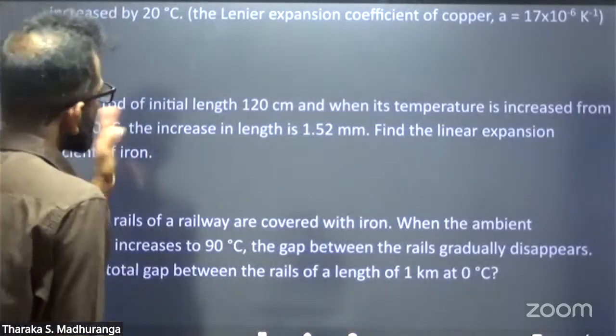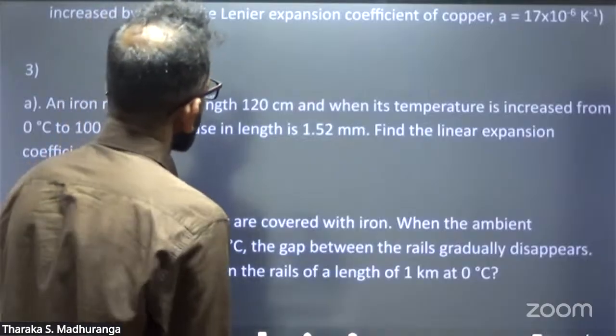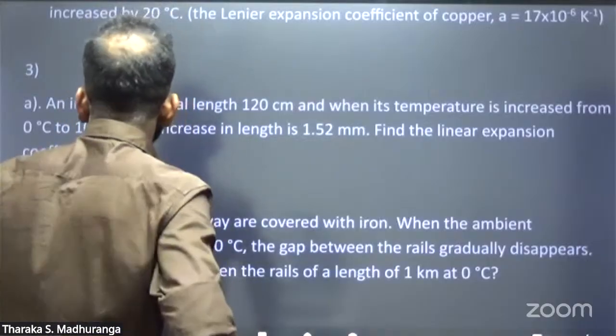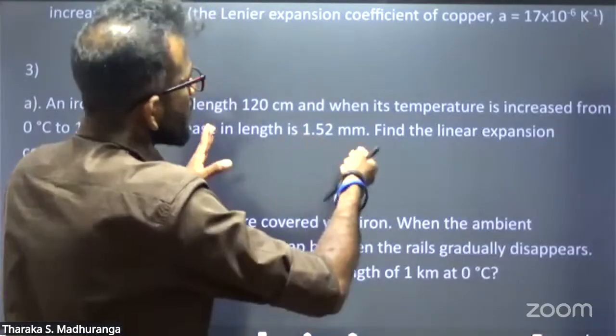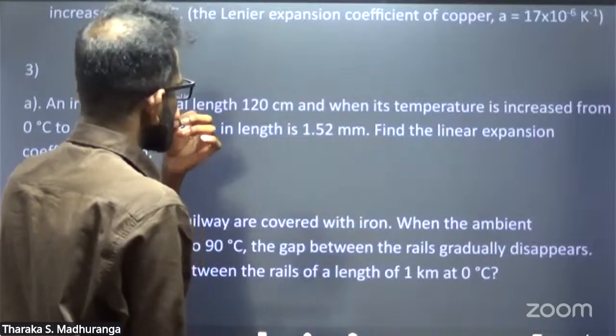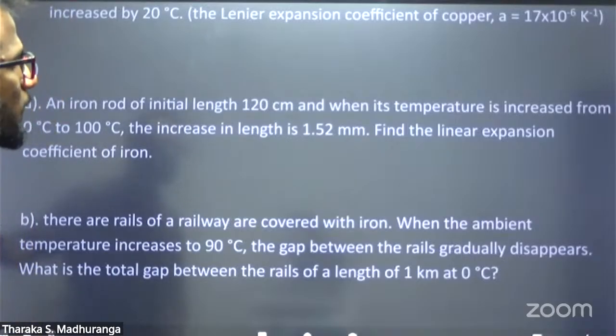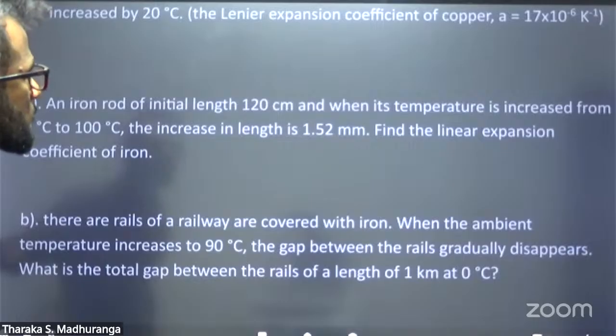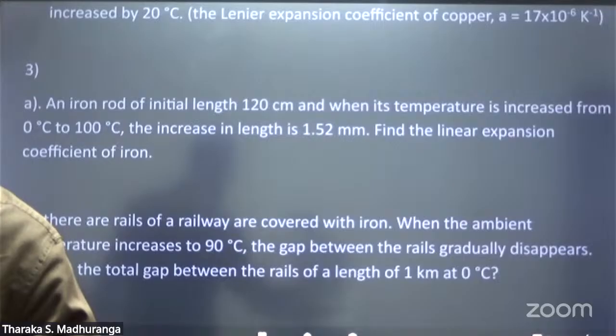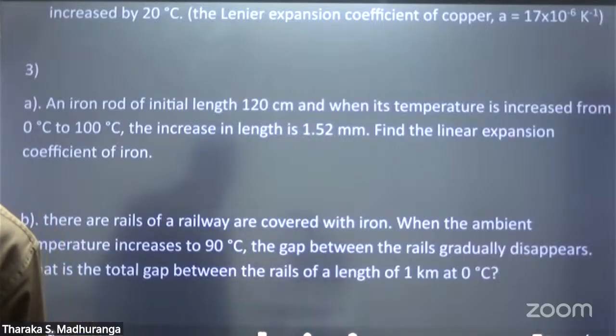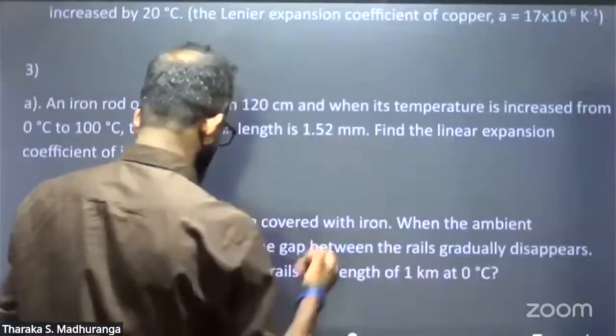Okay, how do we get this? An iron rod of initial length 120 centimeters, and when its temperature increases from 0 to 100, the increase in length is 1.52 millimeters. Find the linear expansion coefficient of iron. The delta L is 1.52 millimeters, no? Yes.